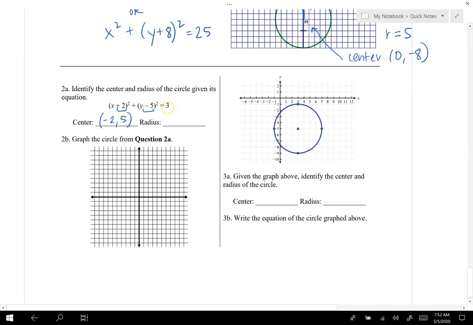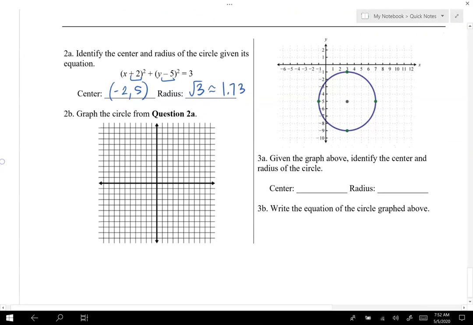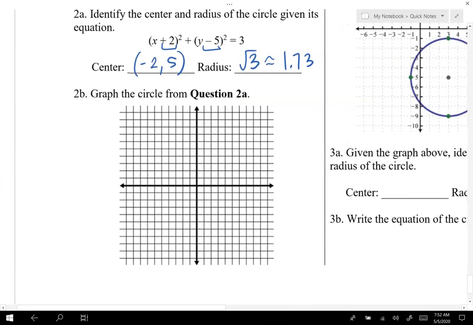Then my radius, well, this is not a perfect square. So I'm going to take out my calculator because I have to eventually draw it. And I've got 1.73. The square root of 3 is 1.73. So I'm going to zoom in a little. It's easier for me to draw it. So you're just going to estimate it when you draw the radius.